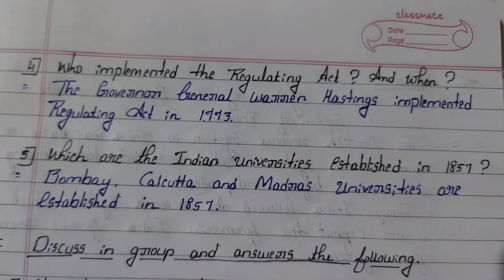Fifth question, which are the Indian universities established in 1857? Answer, Bombay, Calcutta and Madras universities were established in 1857.